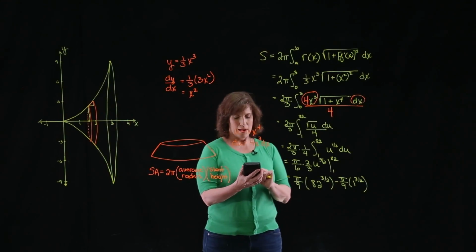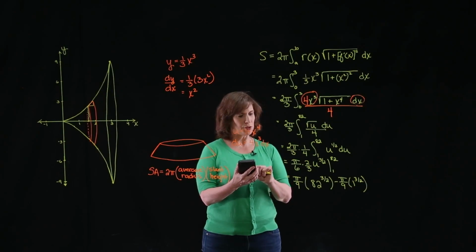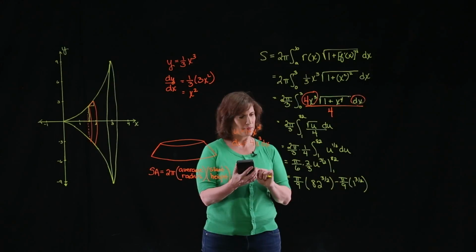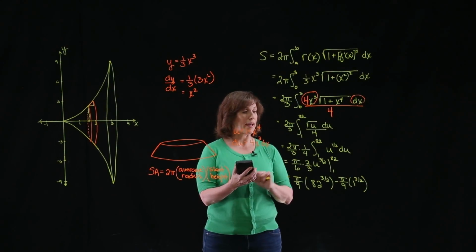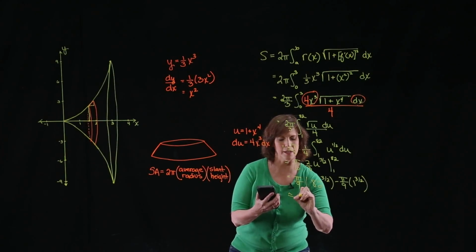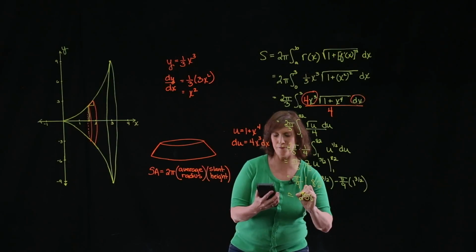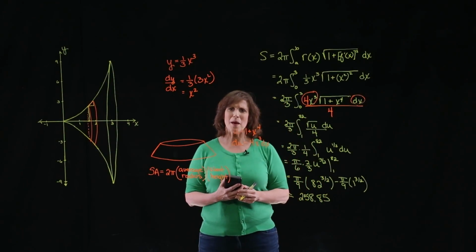So when I enter pi divided by 9 times 82 to the 3/2 power, and then subtract pi divided by 9 times 1, I'm going to get approximately 258.85.